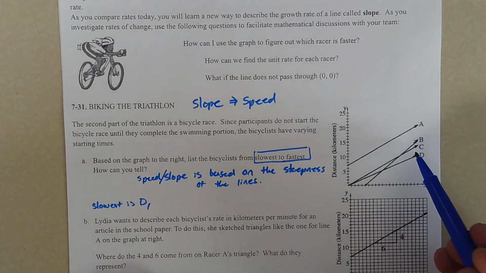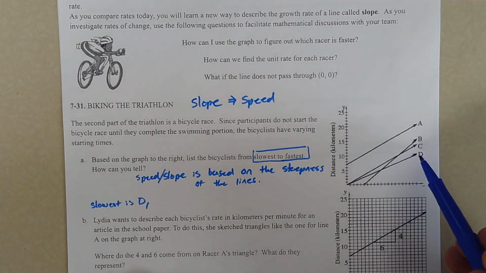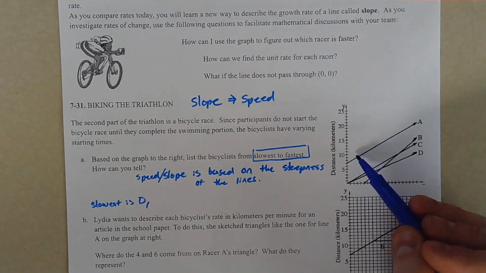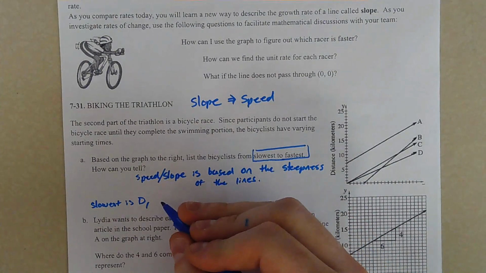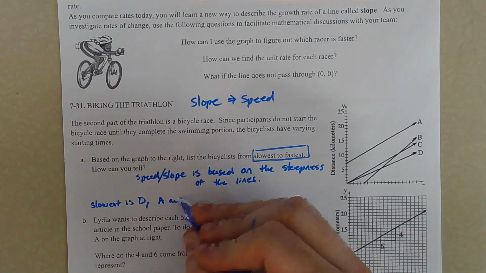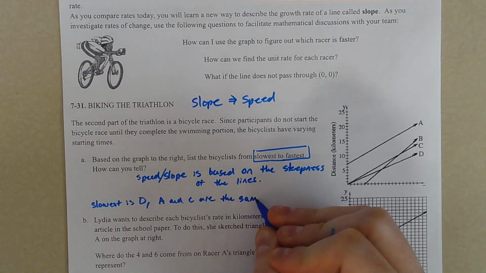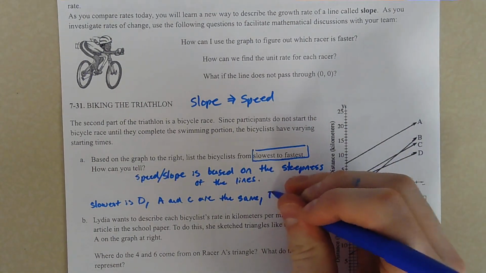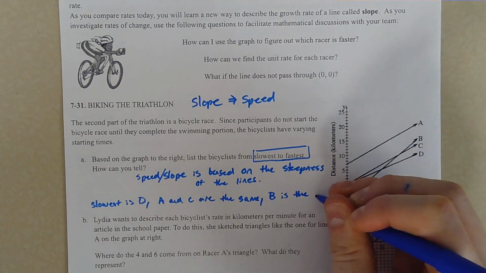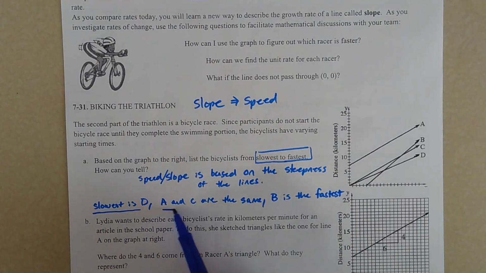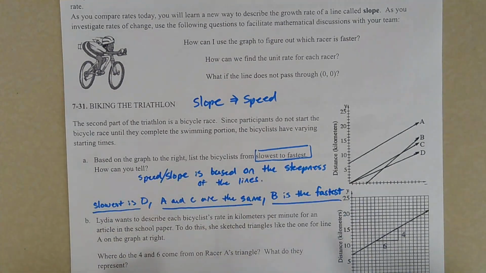If you look, B is the steepest, so that means A and C are between it, but A and C look like they're parallel to each other. If they're parallel to each other, that means that they are the same. So A and C are the same, and then we would put B is the fastest. So slowest is D, A and C are the same, and B is the fastest. Pause if you need to, and then you can get caught up with our notes.